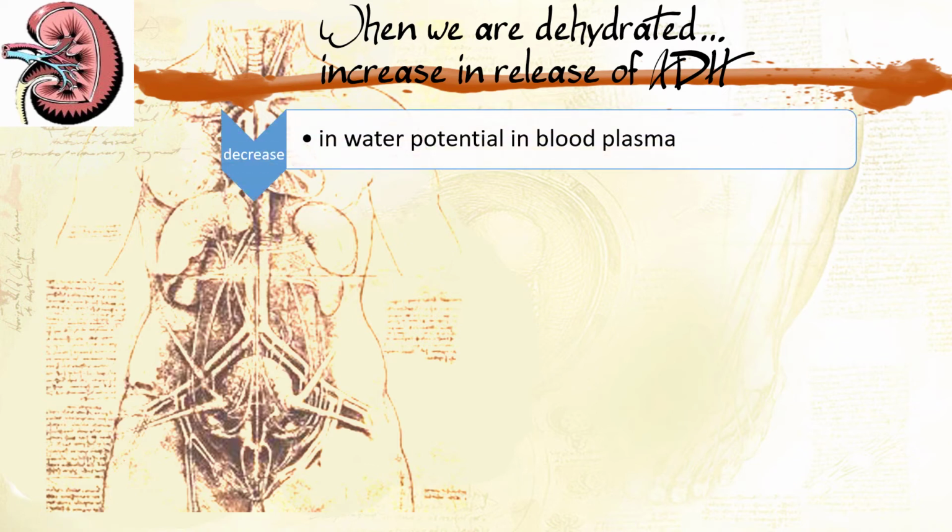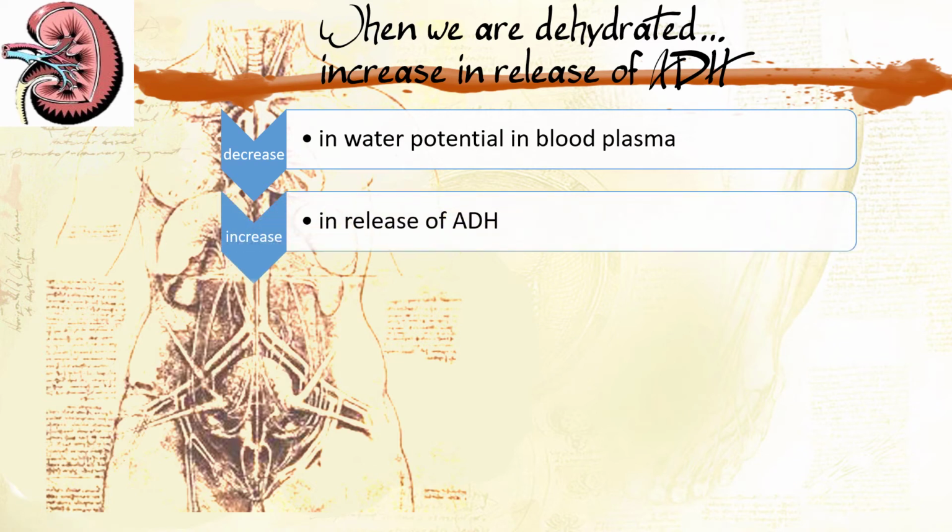So there's a decrease in water potential in blood plasma. And this will result in the increase in release of ADH. Because like I said, we need to keep the water inside our body. That's why we need to have lesser urine. Lesser urine means more ADH because it is anti-urine.